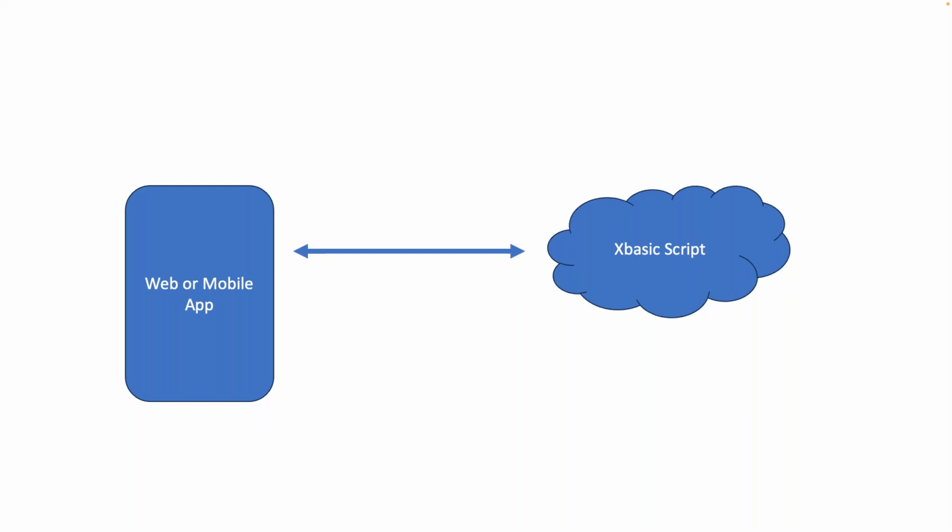It could help your app pull back data from the cloud that it needs to access. It could also be used for authentication and login. For example, if you're sending it over a username and password, the XBasic script or the cloud service on the other side decides that you're authenticated and moves you back to the web or mobile application.